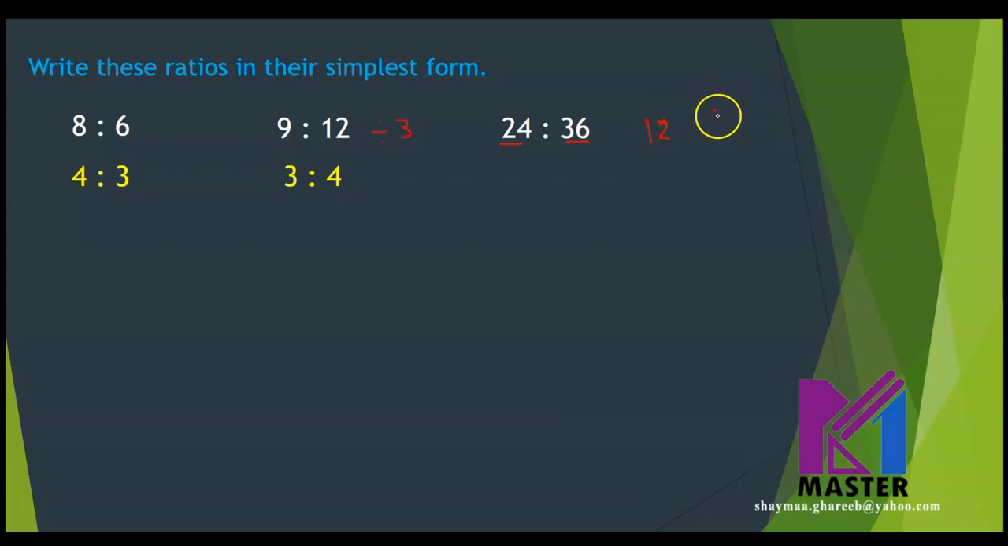Is this the simplest form? No. So I need to do more division. I can divide both by 6. If I divided the 12 by 6, it will give me 2, and the 18 by 6, it will give me 3. Then the simplest form is 2 to 3. I can get the simplest form from one step if I divided both numbers by 12.